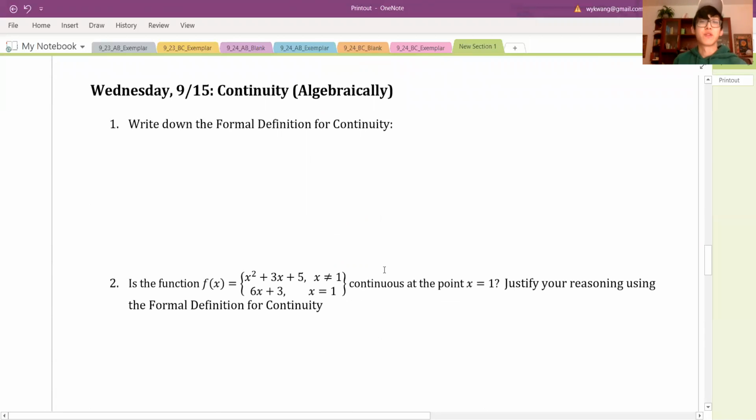Write down the formal definition for continuity. Well, I just did it. So remember, it's the two-sided limit that approaches a point. So the limit as x approaches a of f of x. Remember, this is automatically implying the two-sided limit.